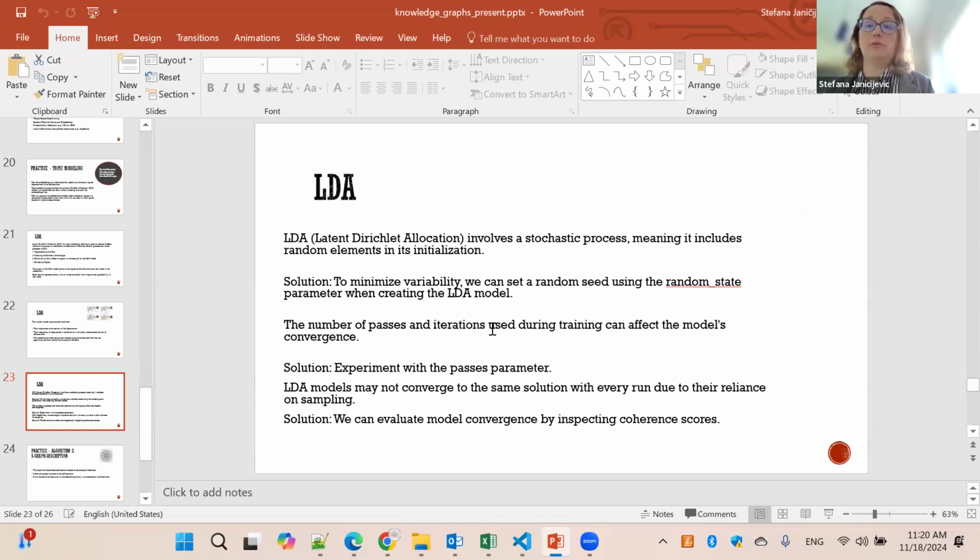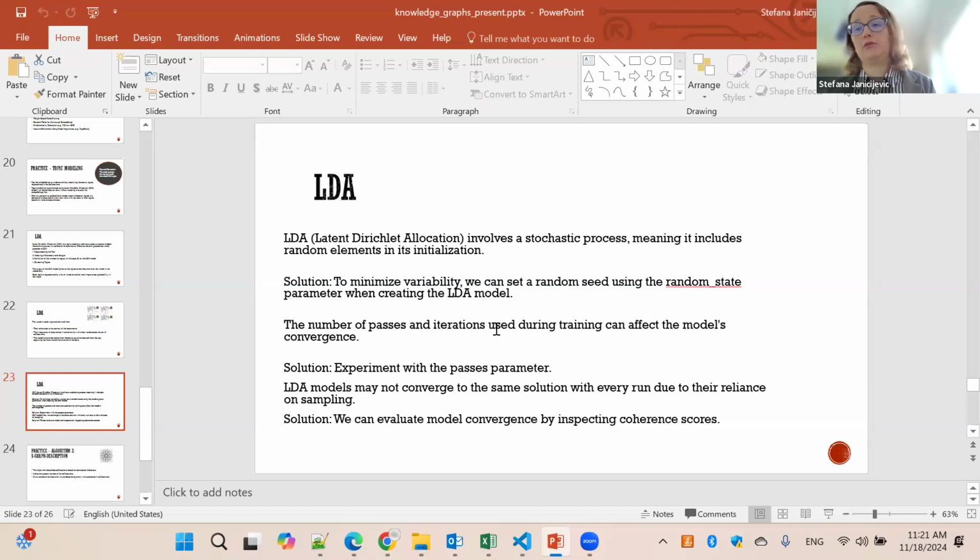We also mentioned it is probabilistic and involves many stochastic processes, meaning it includes random elements in initialization. Each time we run the LDA, the initial distribution of topics and words can change. Solution: we want to minimize variability, so we can set the random seed using the random seed parameter. Also, the number of passes and iterations used during training can affect the model's convergence. More passes can lead to more stable results, but also increase computational time. Solution: experiment with the passes parameter. Please try several higher numbers and maybe smaller numbers and experiment.